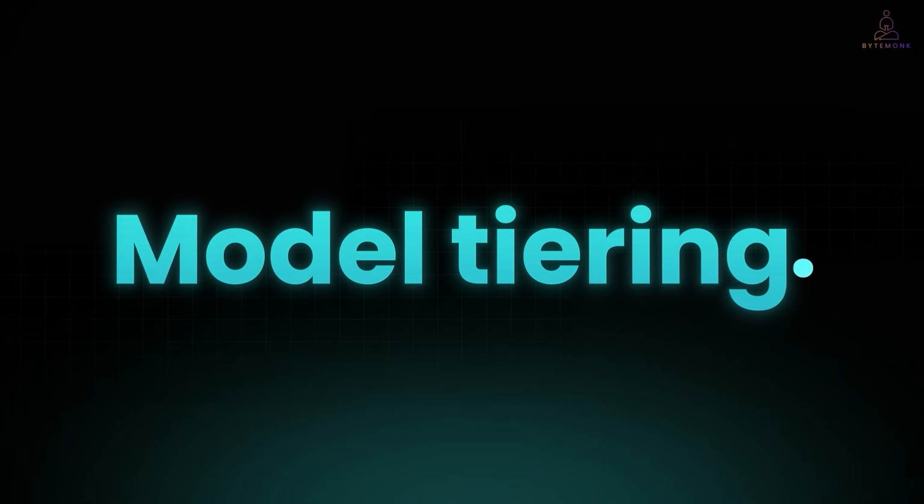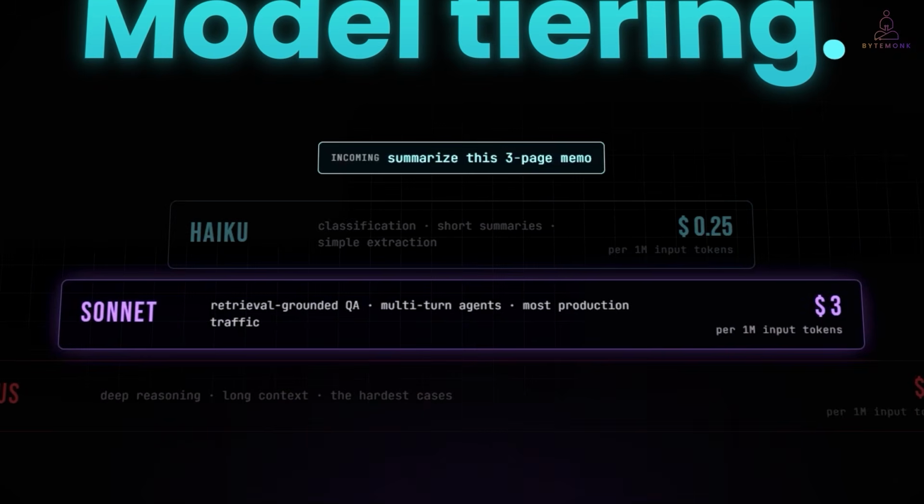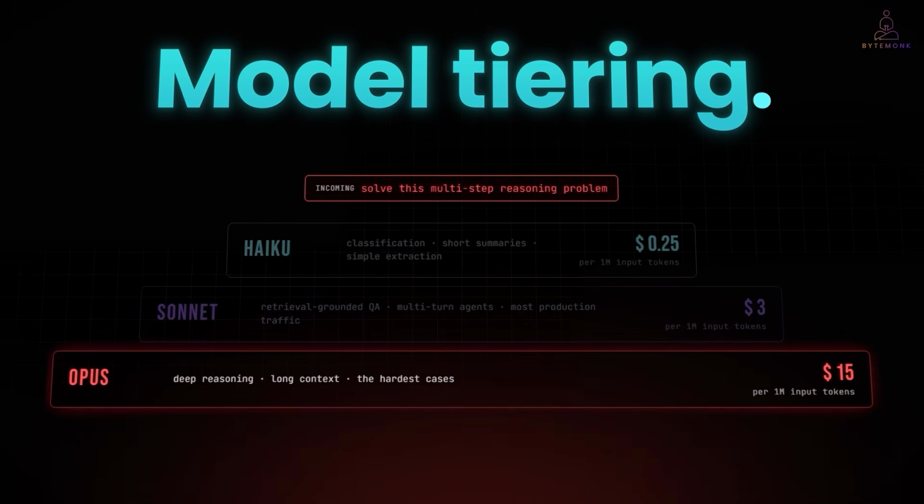Third lever is model tiering. Not every request needs your most expensive model. Think about what you are actually asking. Simple classification, pulling a field out of some text, routing a request, a short summary. That kind of work runs perfectly well on a smaller, cheaper model. You only need the frontier model for the hard reasoning.